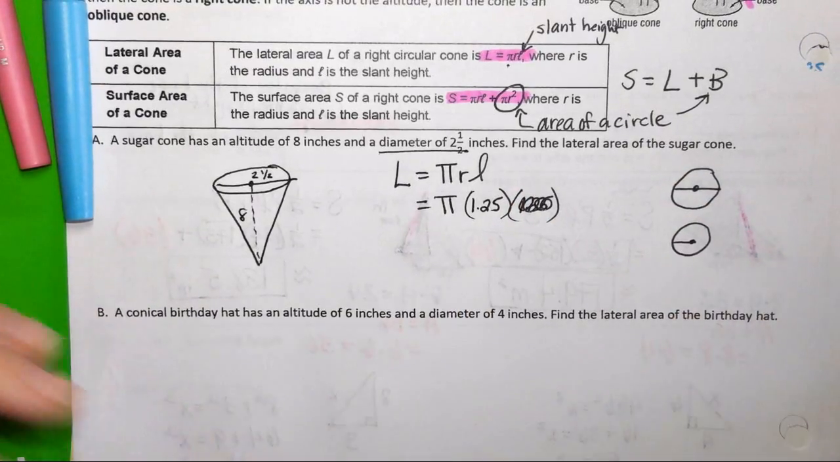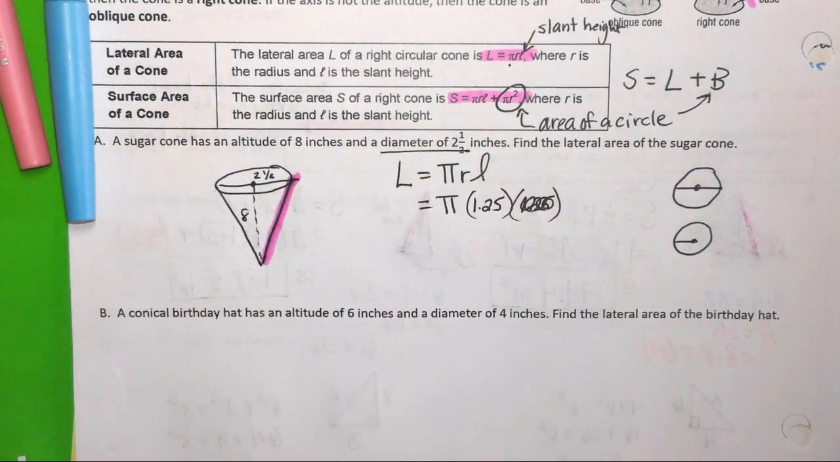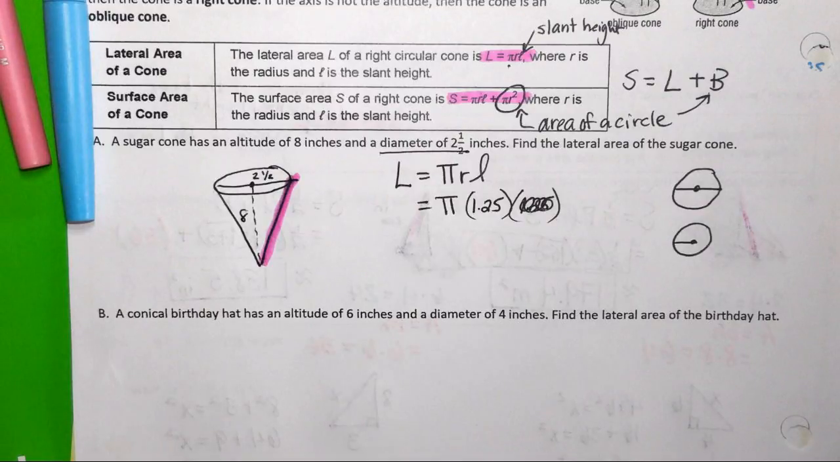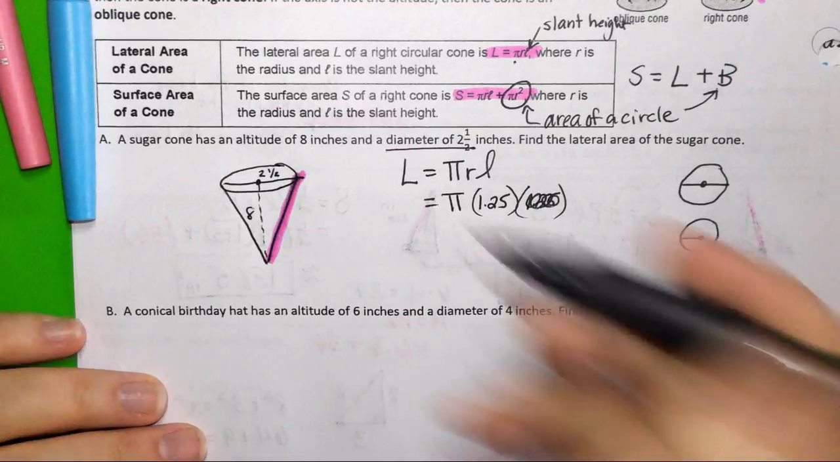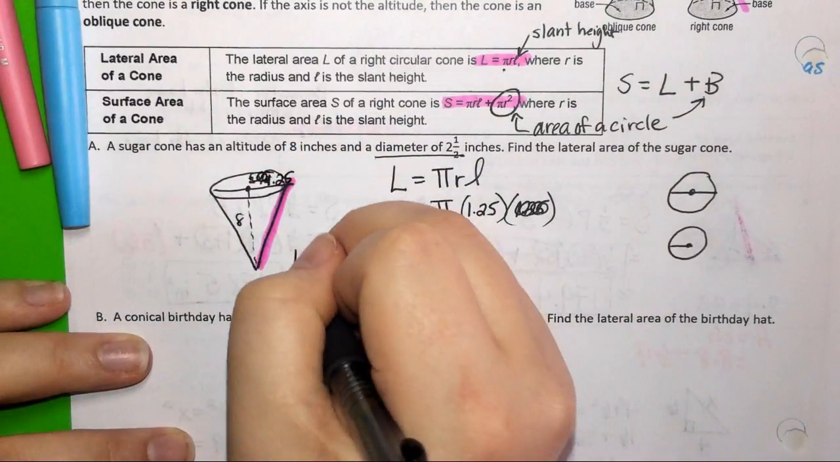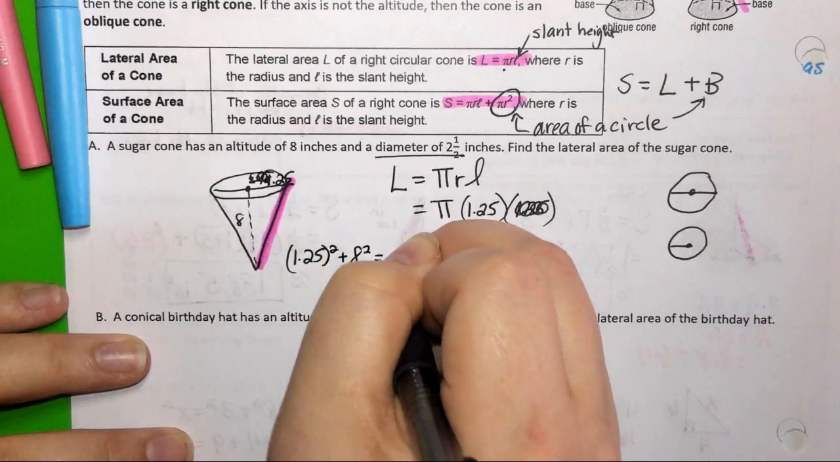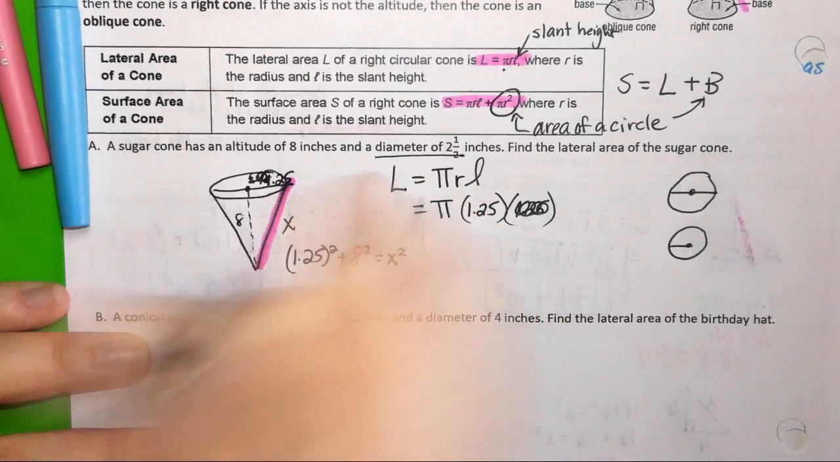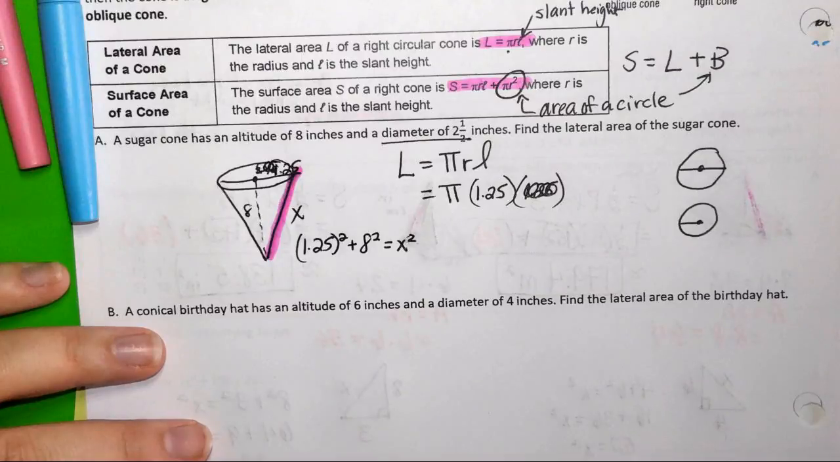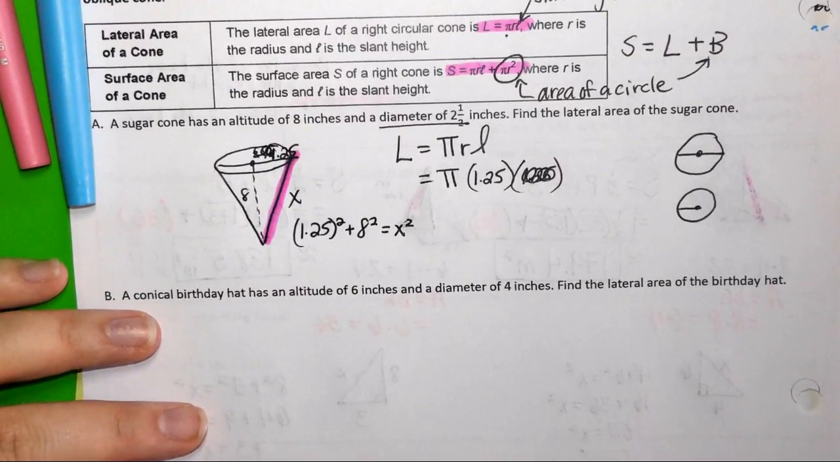Now to find the L. The L is over here, and sadly we've got us another Pythagorean theorem issue. So we end up having to do 1.25 squared plus 8 squared equals x squared. Again, the Pythagorean theorem. So if there's something you should take away from pyramids and cones, it's that they find a way to put a triangle in there.